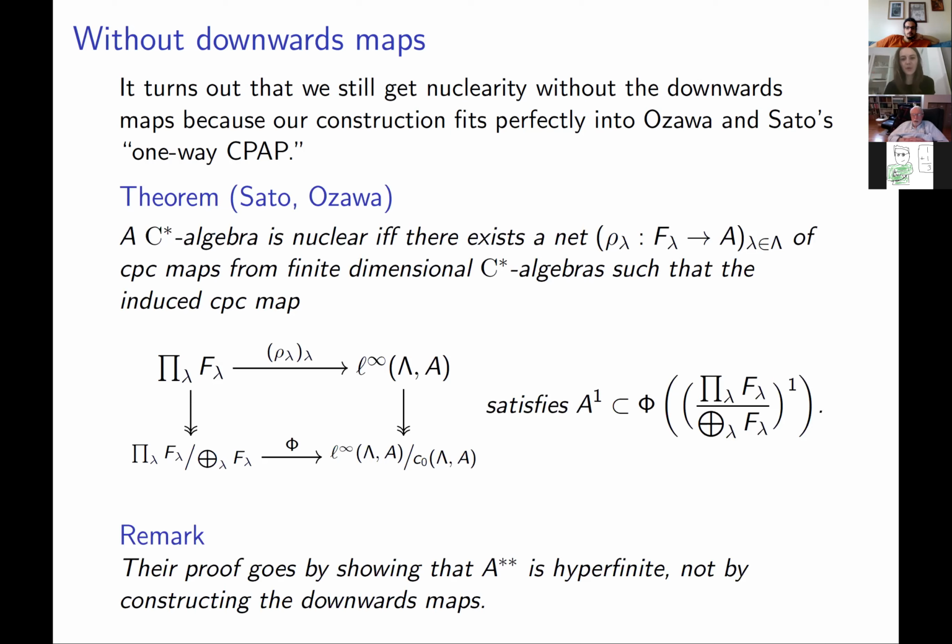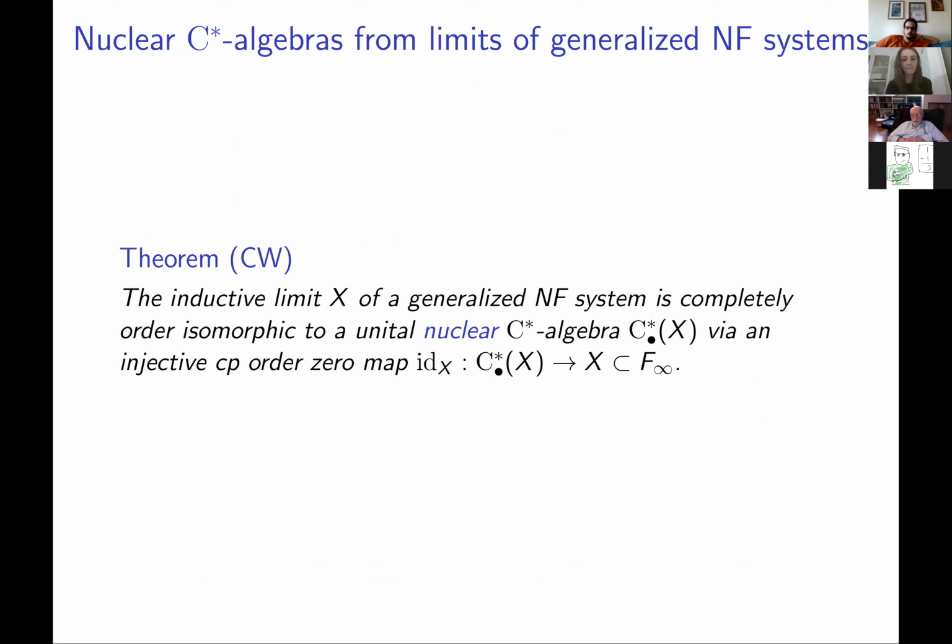I do want to remark that this really is sort of a more formal argument. So their proof goes by showing that the double dual of A is hyperfinite. So the question of can you always construct these downwards maps is still open. But suffice to say that that's enough for us to continue on. And we can actually now say that the inductive limit of a generalized NF system is now completely order isomorphic to a unital nuclear C-star algebra via an injective CP order 0 map.